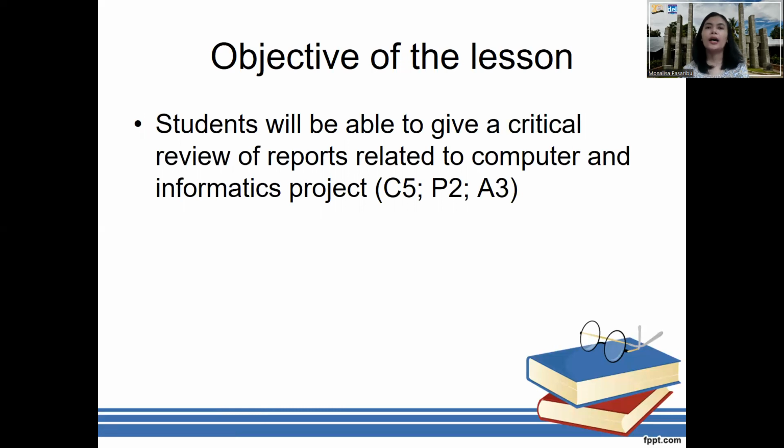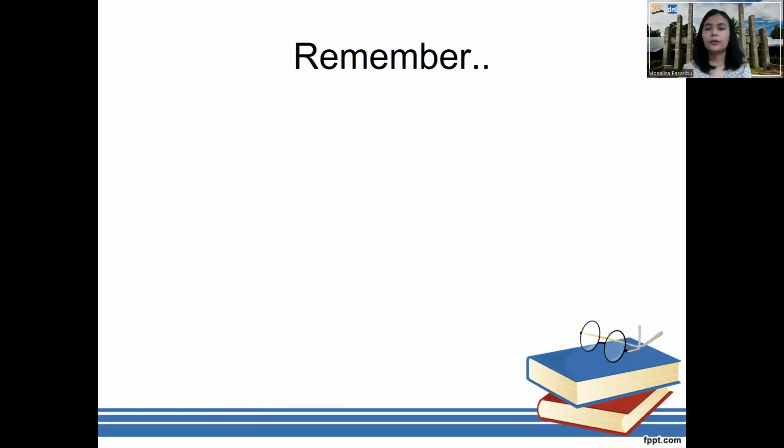All right, so the objective of the lesson for today is similar to what we had in the third meeting, or last week. It is hoped that students will be able to give a critical review of reports related to computer and informatics projects. Okay, so that's something that we want you to be able to do at the end of this lesson. All right, so a quick reminder from last week's material.